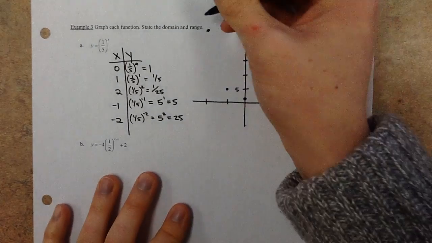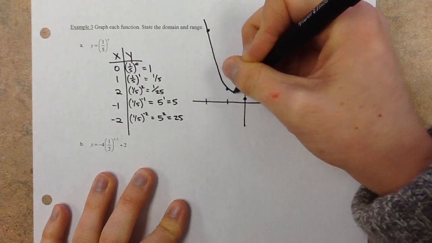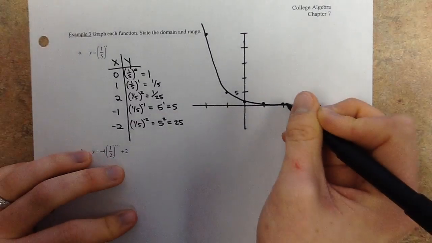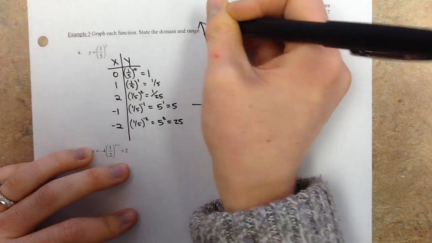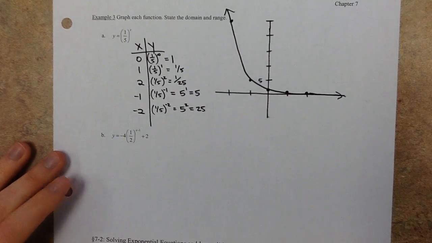Okay, so exponential decay looks like this. It starts off high, and it goes very, very low, and then it just sort of drags along the x-axis like this. All right? So that graph is going to look something like that with a base of 1/5.